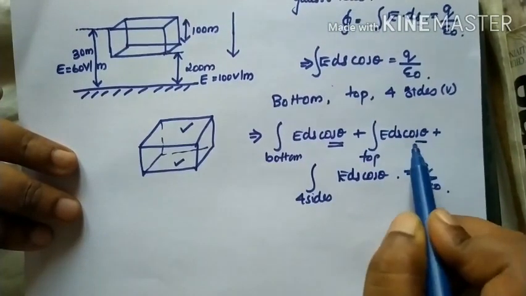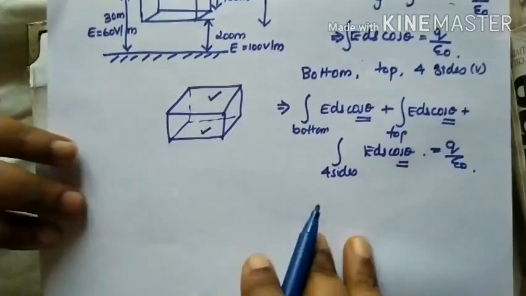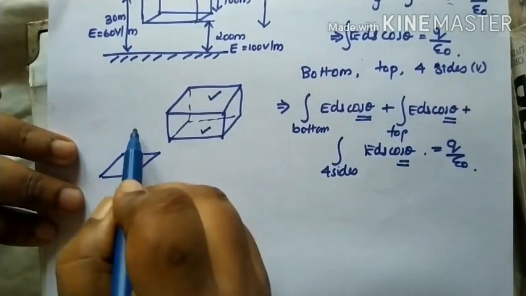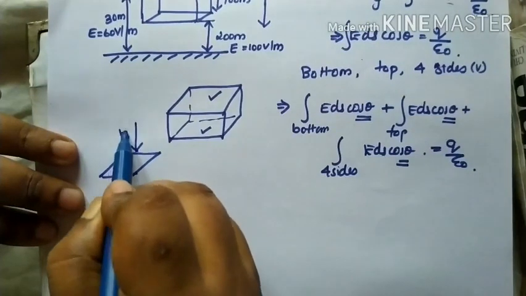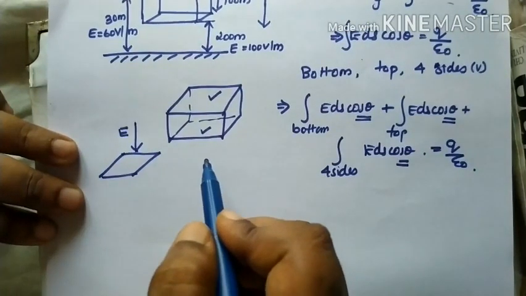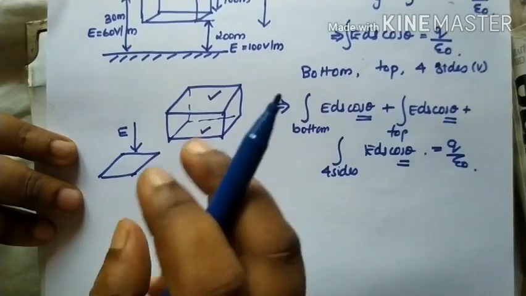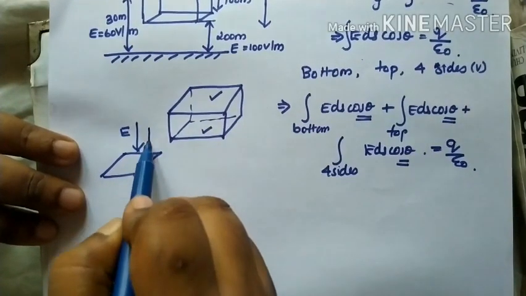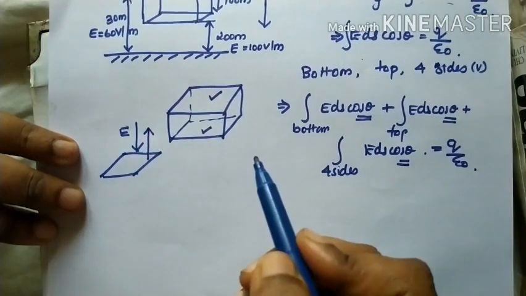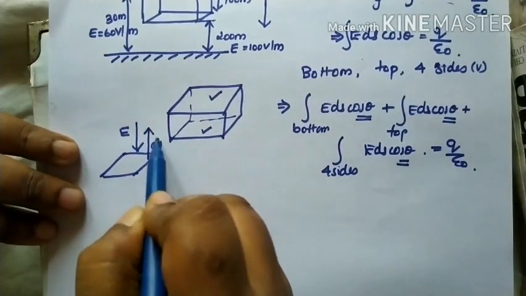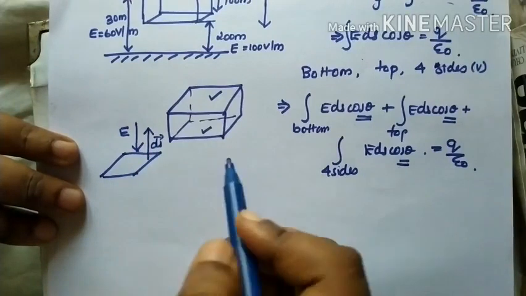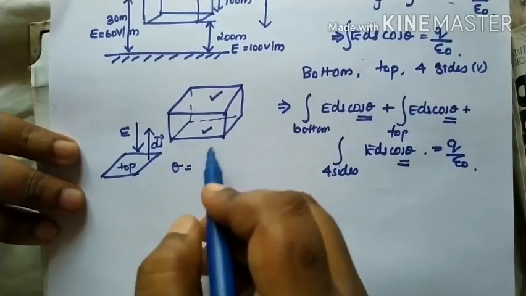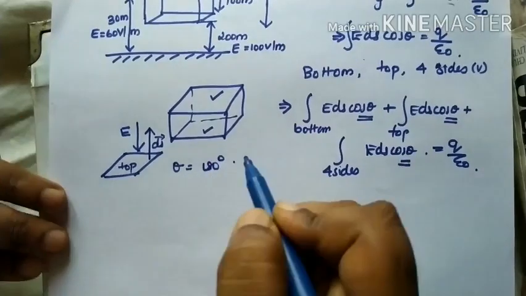So what will be the theta for all the sides? Let's consider the top surface. How is the direction of the electric field as per the problem? It is downward. Now, what is the direction of a small element if I am considering an area vector? The area vector has to be always drawn outwards, so ds direction is in this direction. So what is the angle in the case of the top surface? Theta is equal to 180 degrees.